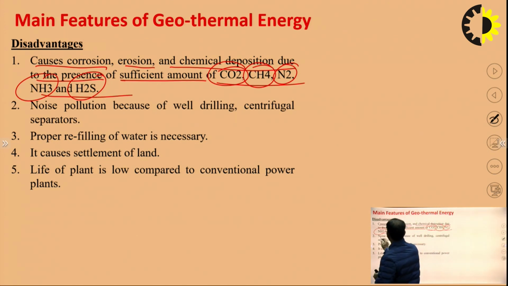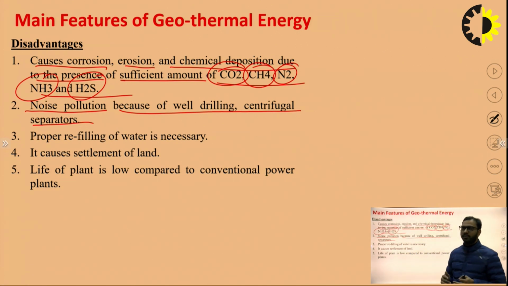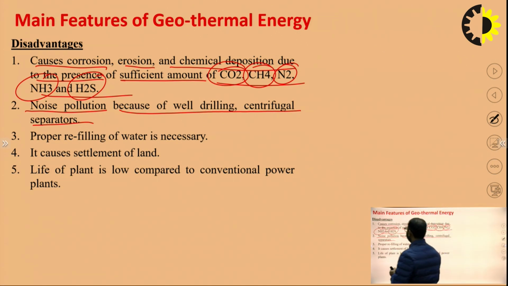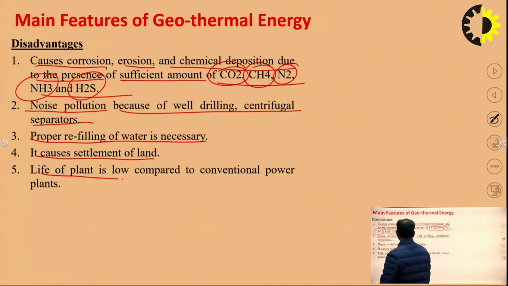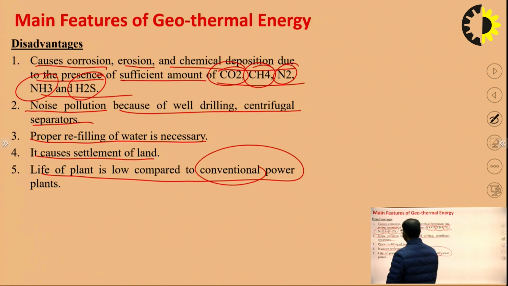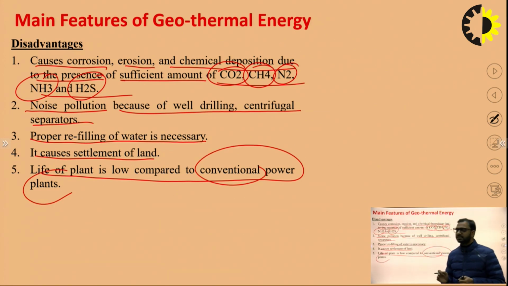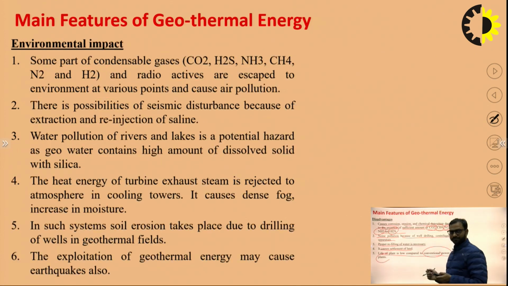Then the next disadvantage is noise pollution because of well drilling and centrifugal separators. It produces noise. Then proper refilling of water is necessary. It causes settlement of land and the life of the plant is low compared to a conventional power plant. So the life of these types of plants is less compared to conventional power plants. So these are some disadvantages of the geothermal energy system.